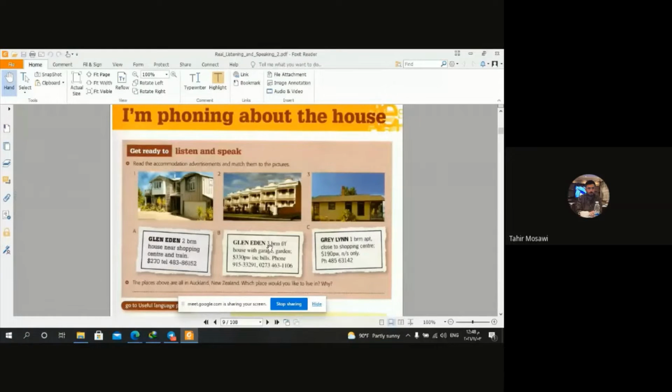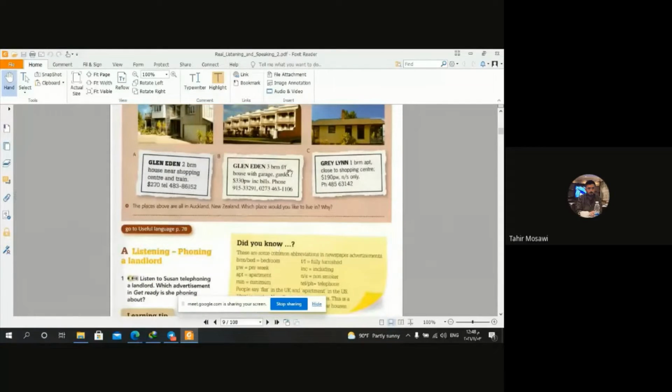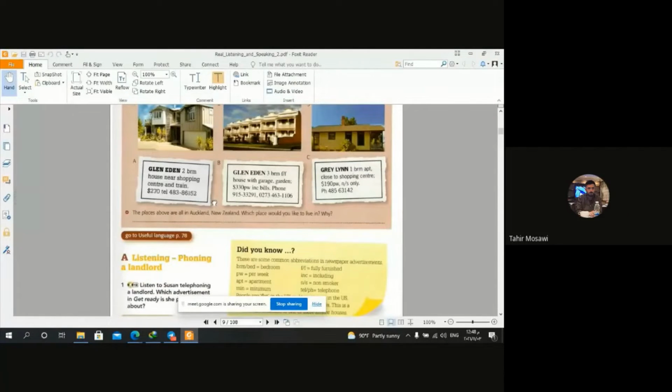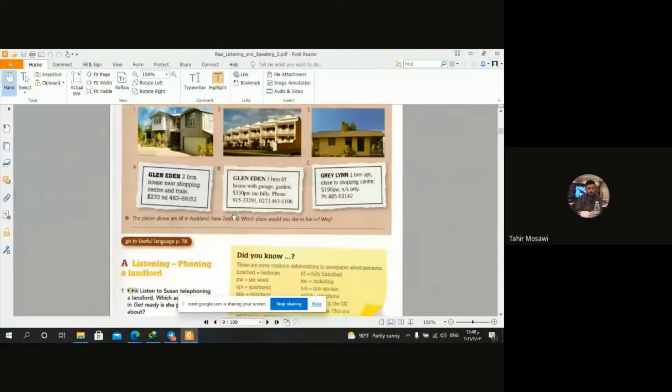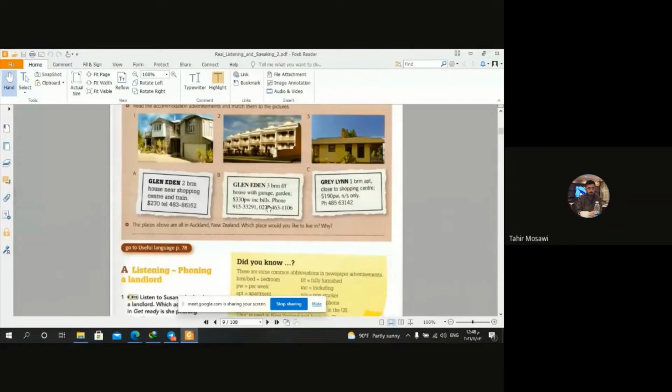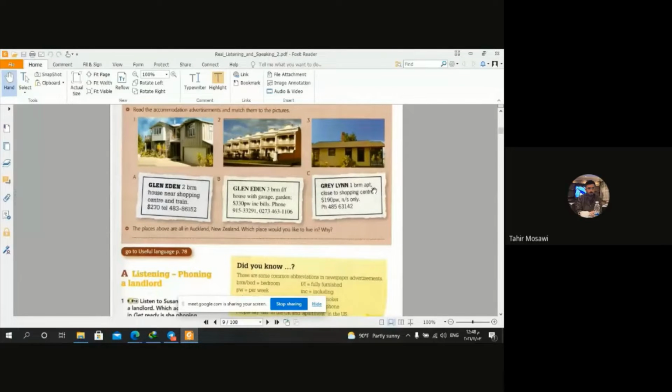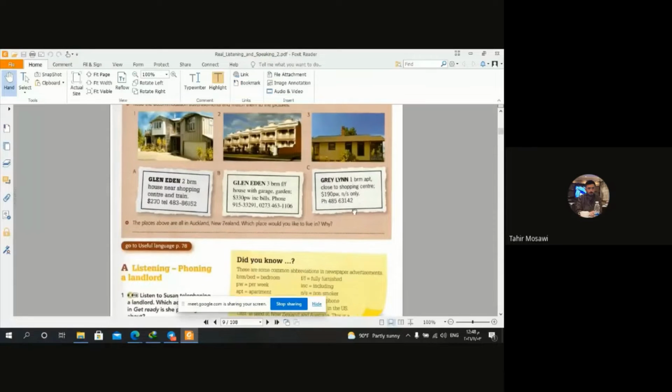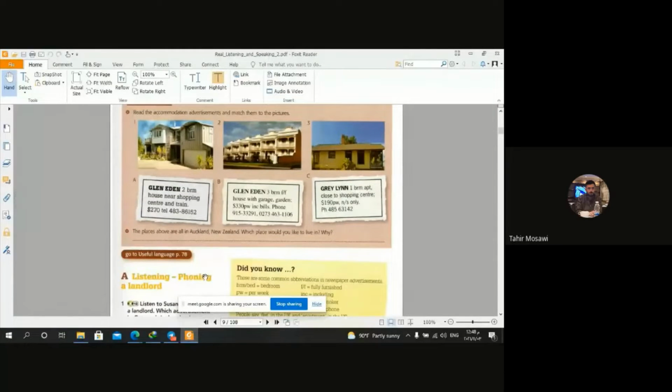We also have a 3-bedroom fully furnished house with garage, garden, and $330 per week, including bills and a phone number that is mentioned here. While the third one is a 1-bedroom apartment close to a shopping center with $190 per week, and non-smokers only.